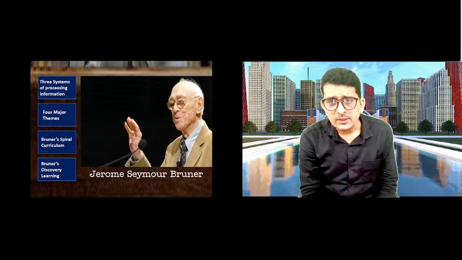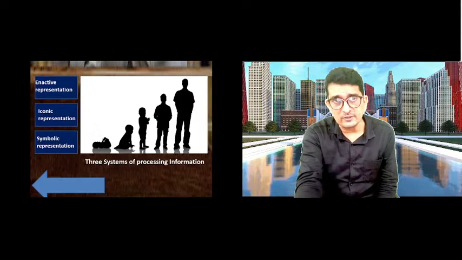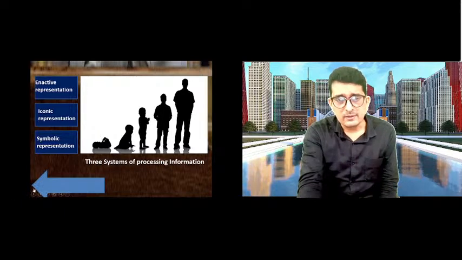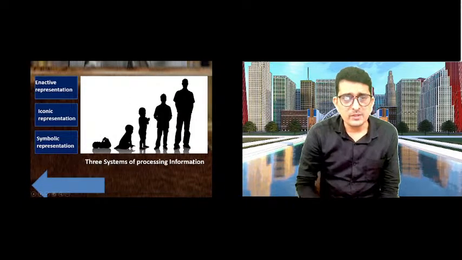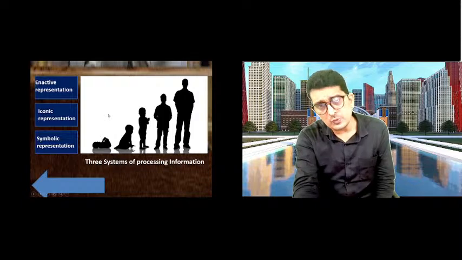According to Bruner, there are three systems of processing information. This concept of three systems of processing information by Jerome S. Bruner is like the concept of genetic epistemology put forth by Piaget. According to Bruner, these three systems of representation are enactive representation, iconic representation, and symbolic representation. We can look at these varieties in detail.